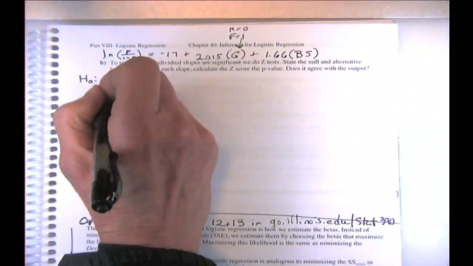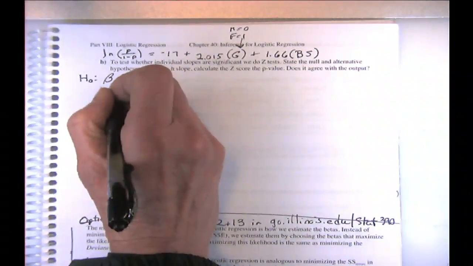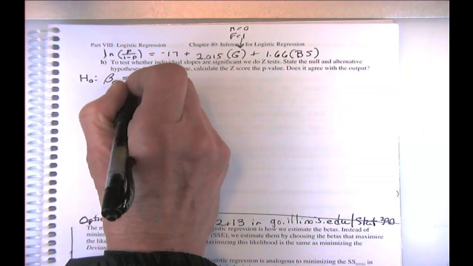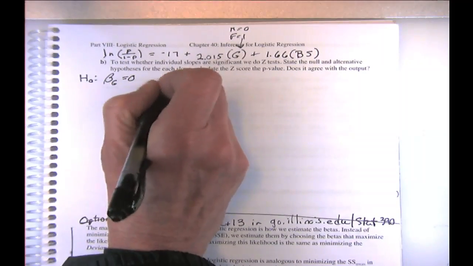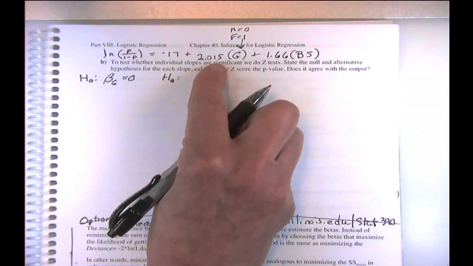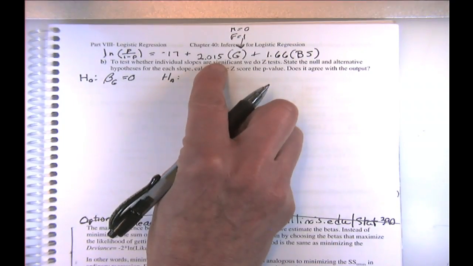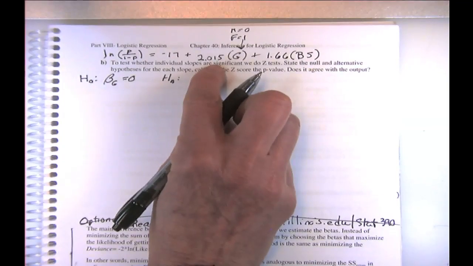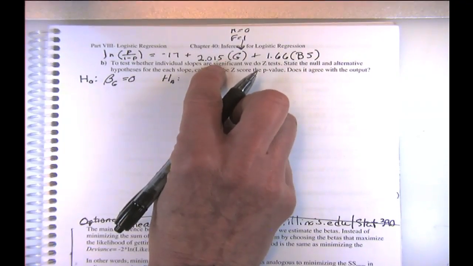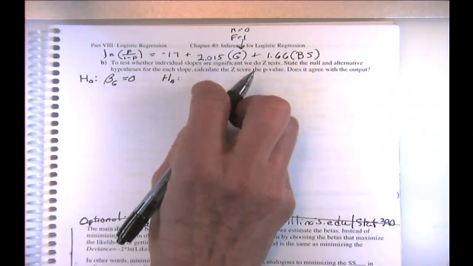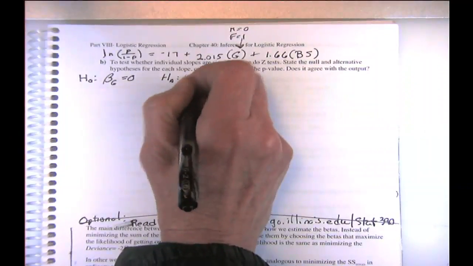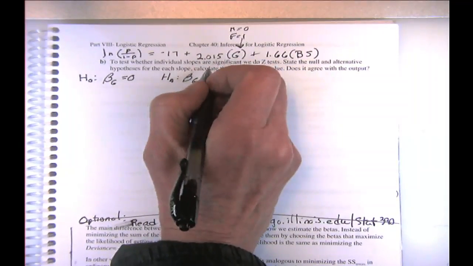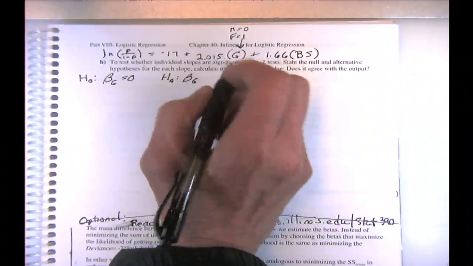Then in the population, the slope for gender is equal to 0. And the alternative is that the reason we got this big a slope is because it's non-zero in the population. This is not small and just due to the luck of the draw. There really is an advantage to girls in the whole population and not just in our particular sample.